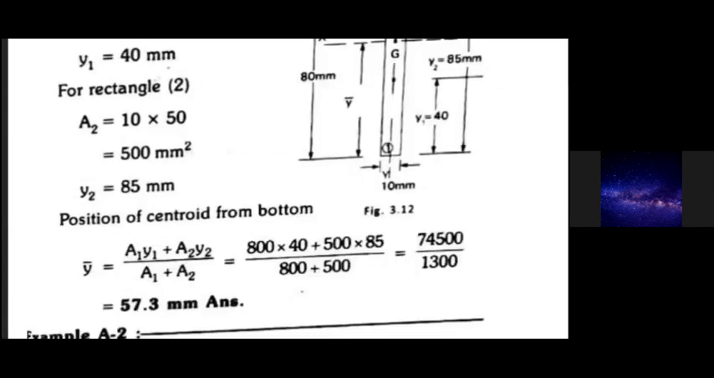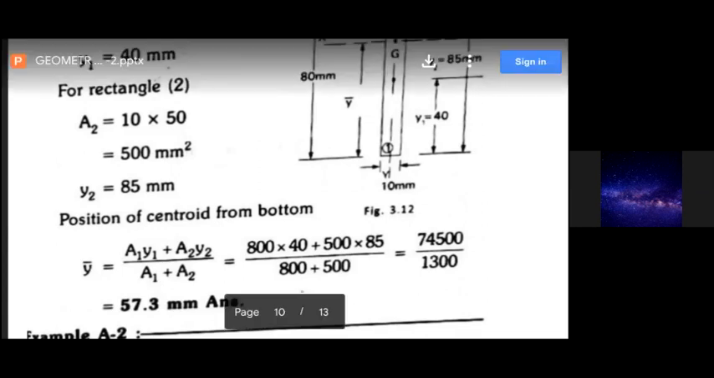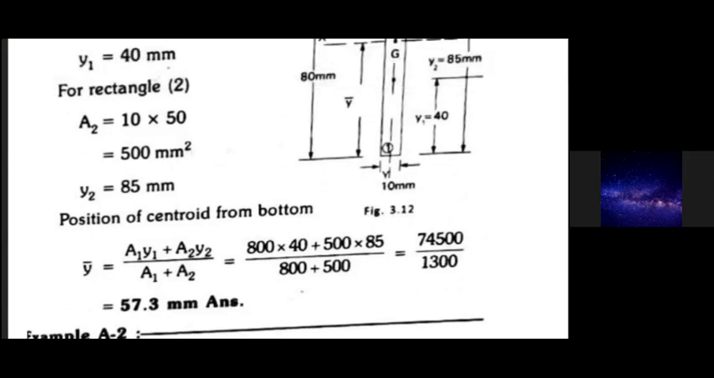After finding areas and y components of individual parts, just substitute the values in the general formula. That is y bar is equal to a1 y1 plus a2 y2 by a1 plus a2, equal to 800 into 40 plus 500 into 85 by 800 plus 500. You will get 57.3 mm. So y bar is equal to 57.3.